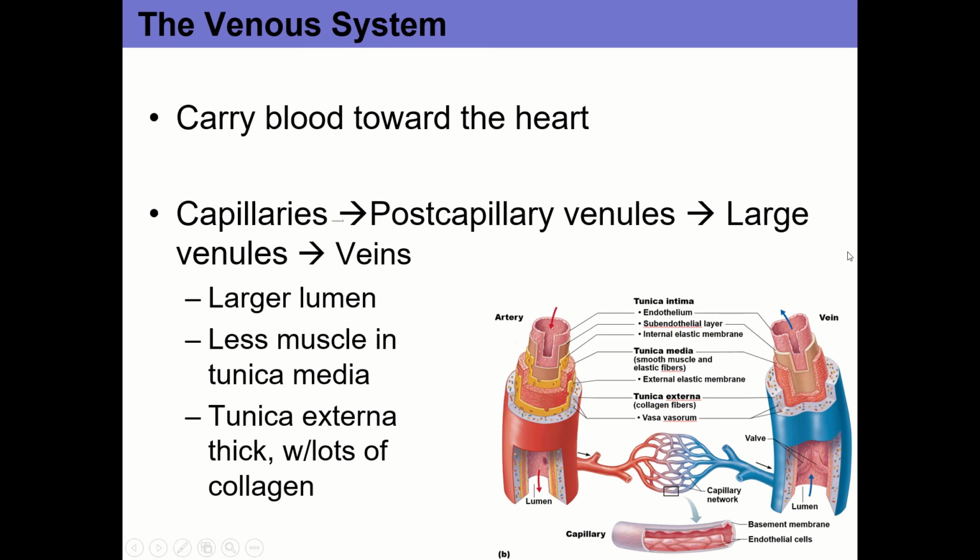And so effectively then, because they've got a larger lumen, because they've got a thinner muscle layer here, that blood just kind of pools on that venous side. And then that tunica externa, those dense collagen fibers, keep it from bulging out too far.